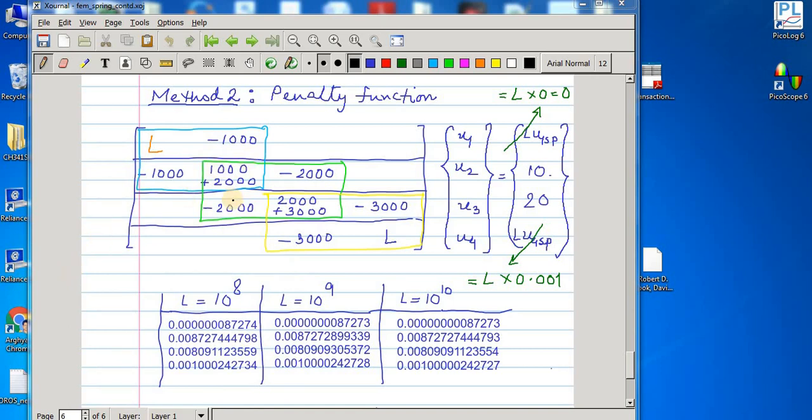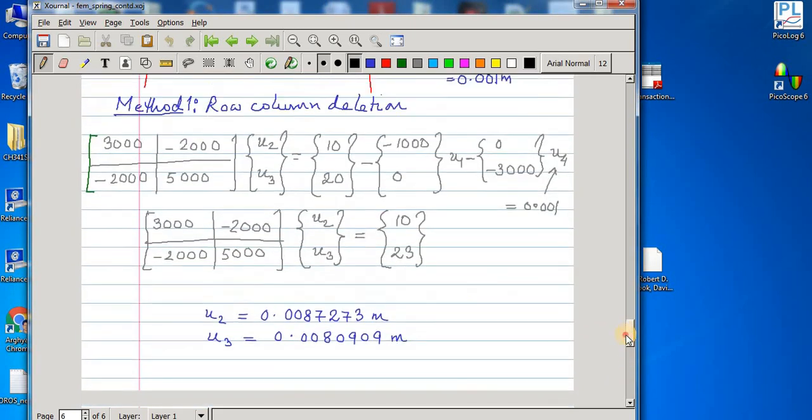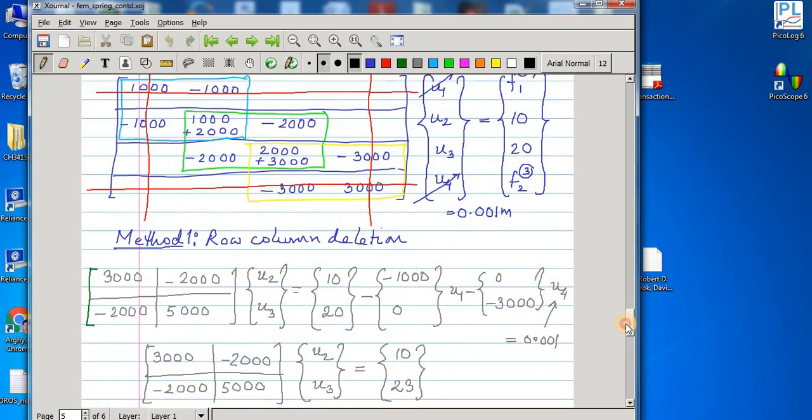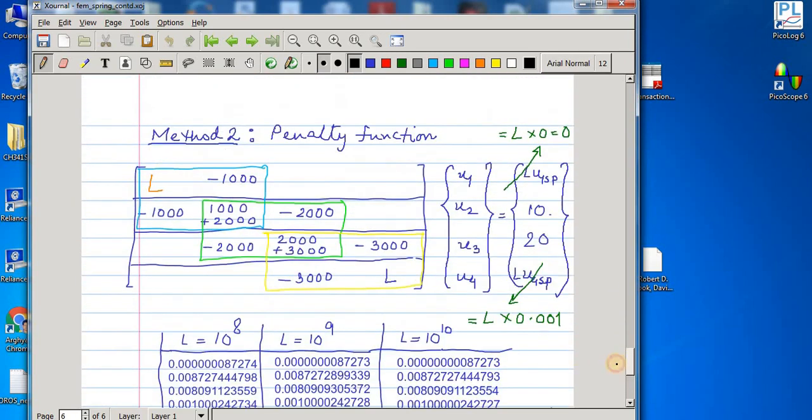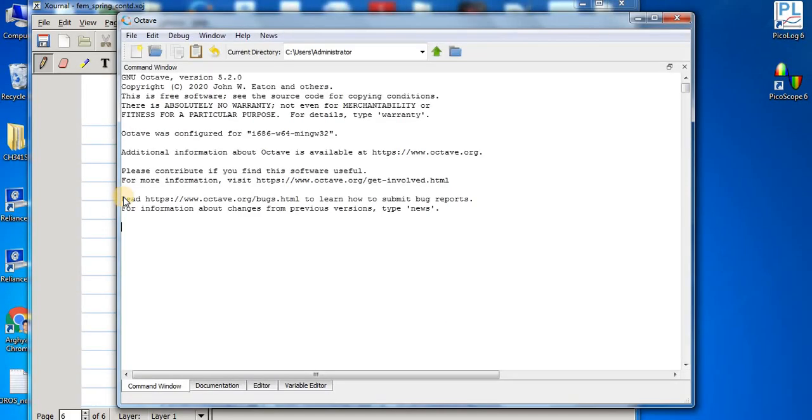So these are actually the two methods for incorporation of boundary conditions. This method is programmatically simple, but the other method, the row column deletion method, is programmatically a little complicated.